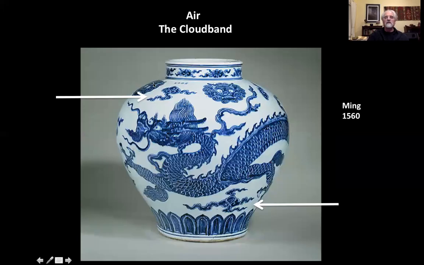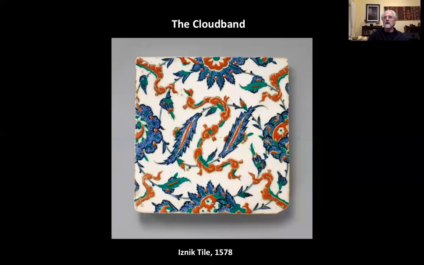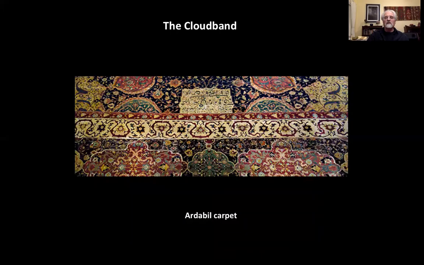Here's an example of what we call a cloud band. I called your attention to that motif in one of the earlier carpets. That's a Chinese motif, and it also became extremely popular and spread throughout the weaving world. Here we can see it in an Iznik tile from 1578 in Turkey. And you can see it here in a detail from the Ardabil carpet.